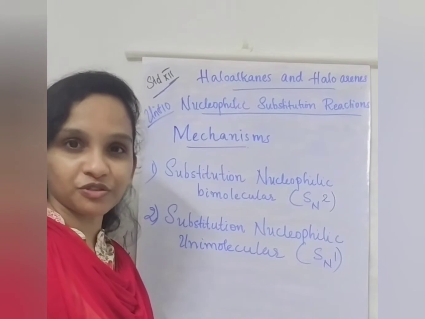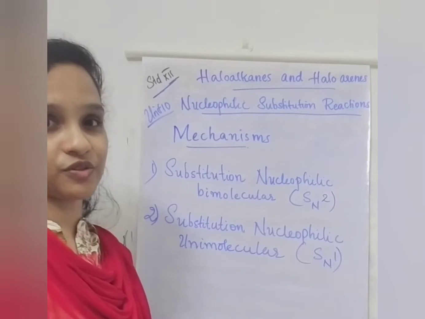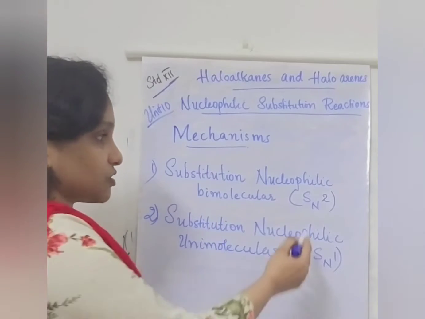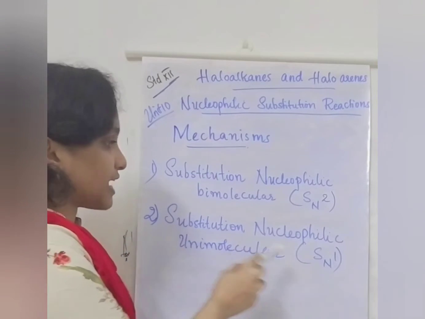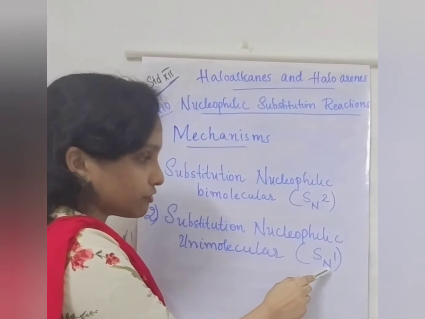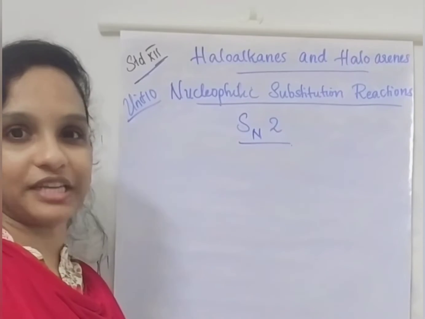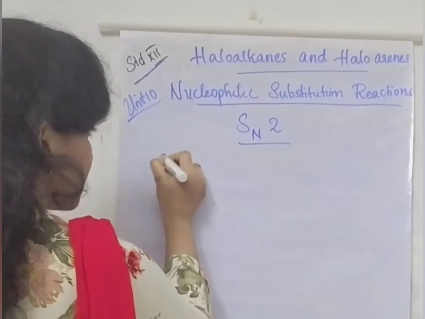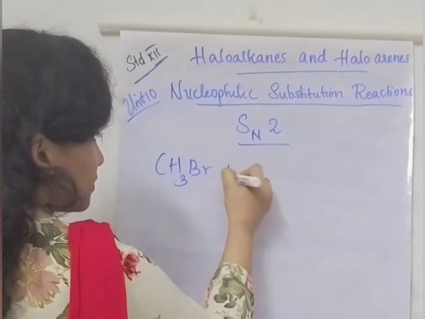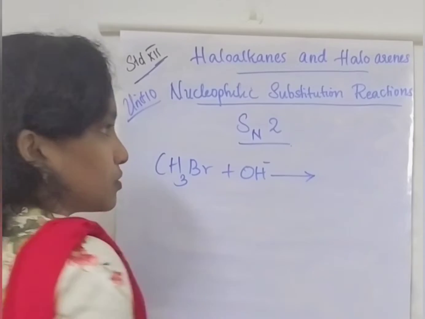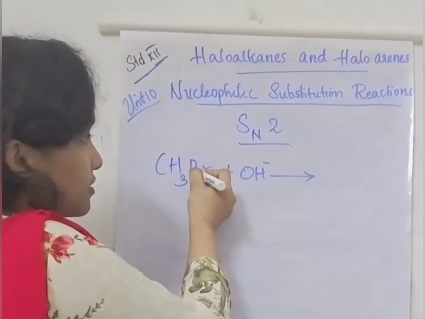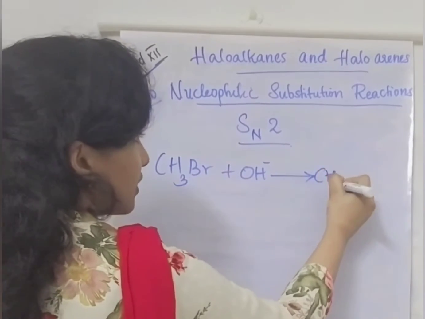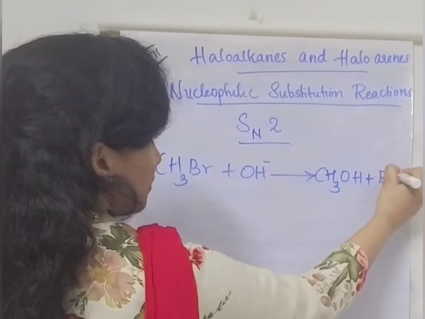The nucleophilic substitution reactions of alkyl halides are found to proceed by two types of mechanisms: substitution nucleophilic bimolecular, known as SN2, and substitution nucleophilic unimolecular, the SN1 mechanism. The first one is the SN2 mechanism. Here we take the example of methyl bromide, CH3Br plus OH minus, which is the nucleophile. Br is the leaving group, so OH gets attached to CH3 and forms CH3OH plus Br minus.